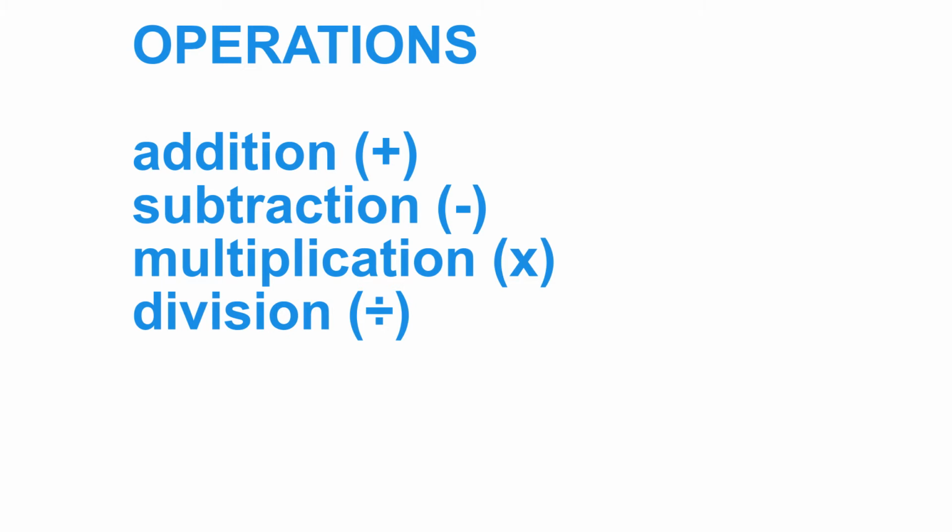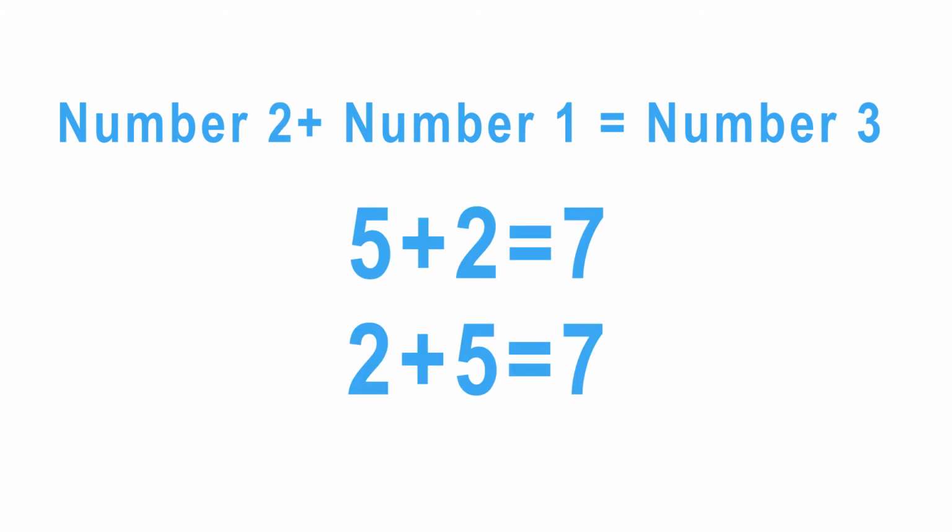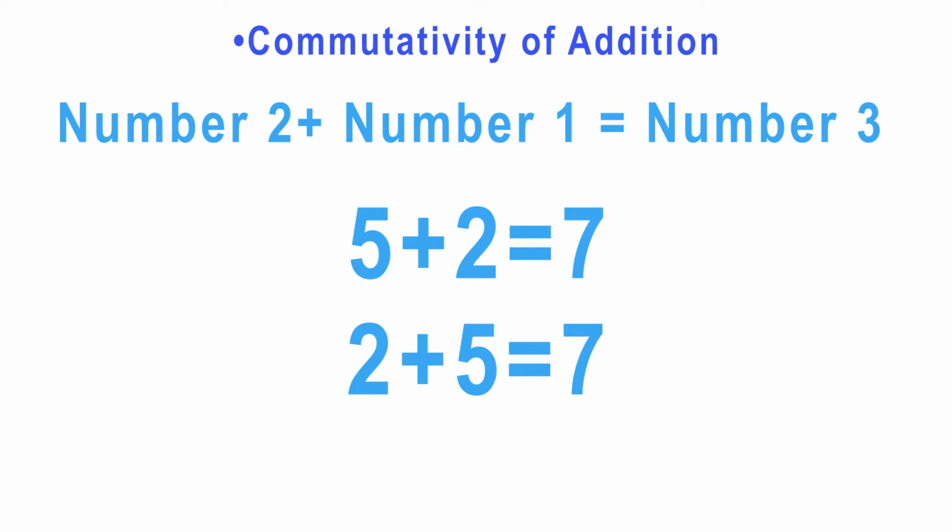Now let's see a few properties of natural and whole numbers. When we add two natural or whole numbers, the order of adding doesn't affect the outcome. For example, adding 5 to 2 is the same as adding 2 to 5. Both will be equal to 7. This property is called commutativity of addition.